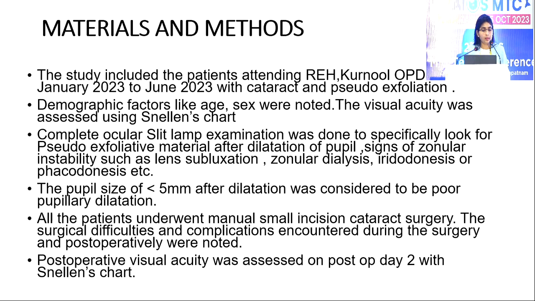Material and methods. The study included patients attending Regional Eye Hospital Kurnool OPD from January 2023 to June 2023 with cataract and pseudoexfoliation. Demographic factors like age and sex were noted. The visual acuity was assessed with Snellen's chart. Complete ocular slit lamp examination was done to specifically look for pseudoexfoliative material after dilatation of the pupil. Signs of zonular instability such as lens subluxation, zonular dialysis, iridodonesis, and phacodonesis were noted. A pupil size of less than 5 mm after dilatation was considered poor pupillary dilatation.